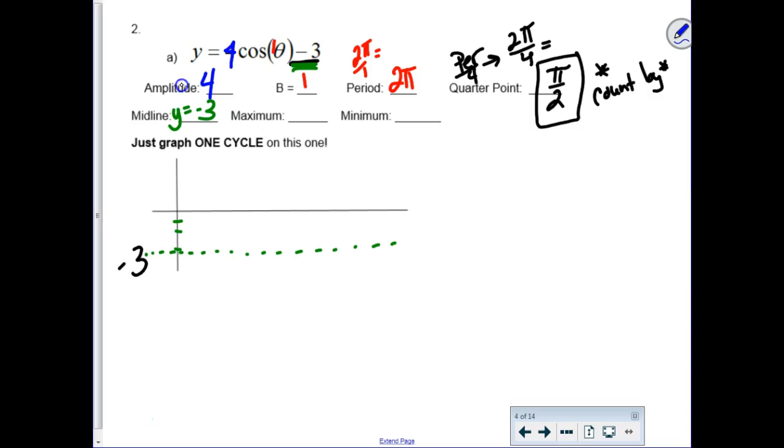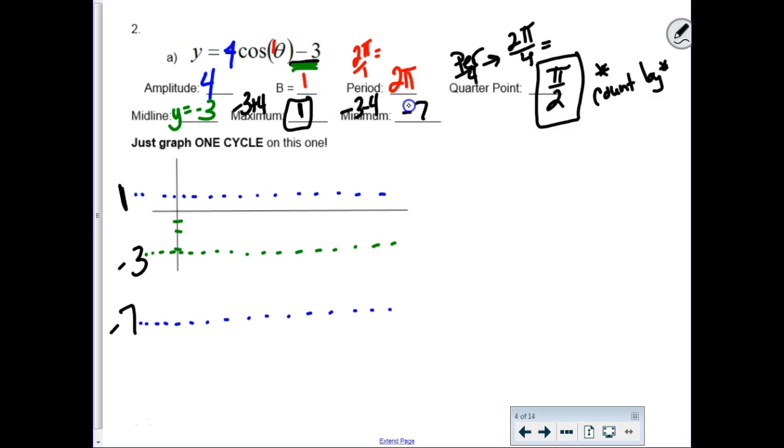Now, amplitude of 4 would be counting up 4 units. So -3 up 4 units would take you up to here. That's going to be at 1. And then going to your minimum, that would be counting down 4 units. So I'm just going to fudge it in here. That wasn't very even. Alright, so -3 minus 4 is -7. So remember, if you want to use that formula, you did -3 plus 4, which is how you got 1, and then -3 minus 4, which is how we got -7. I really think if you just visualize it, you'll have better luck with that.